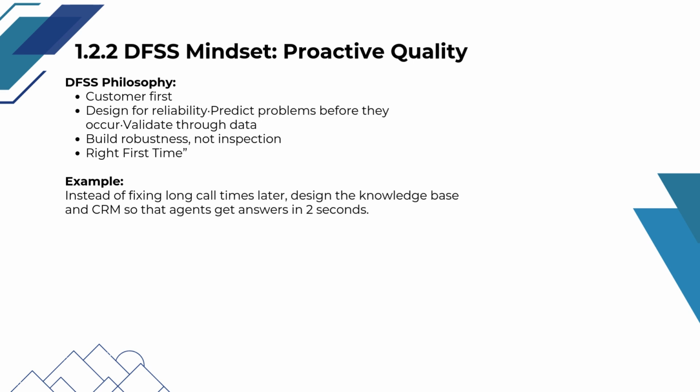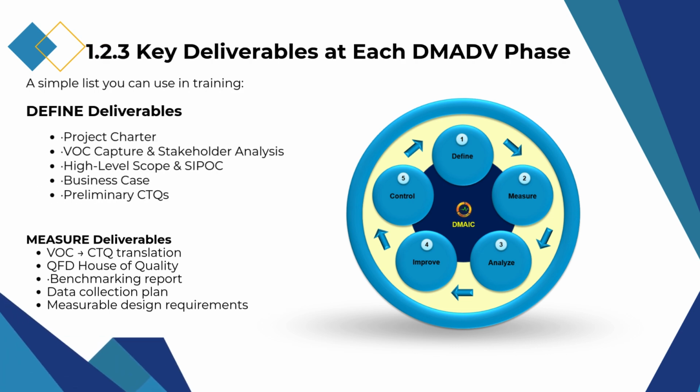answers in just seconds. In DMADV, each phase has specific deliverables that guide the project from understanding the problem to defining measurable requirements. In the define phase, the focus is on establishing the project charter, capturing the voice of customer, analyzing stakeholders, outlining the high-level scope and process through SIPOC, developing the business case, and identifying preliminary CTQs.